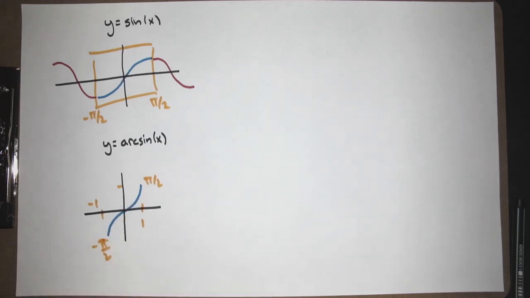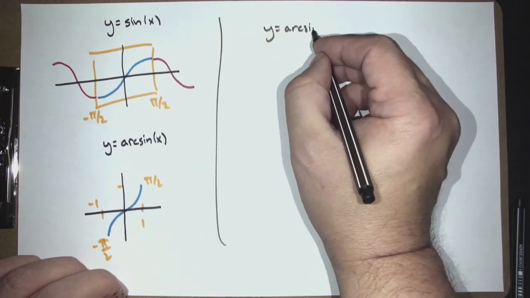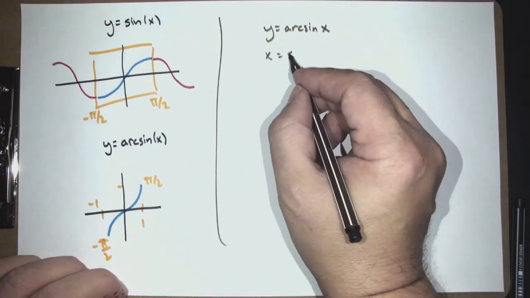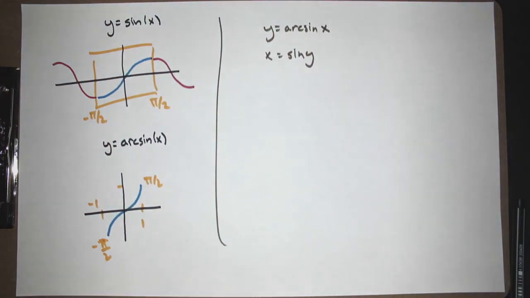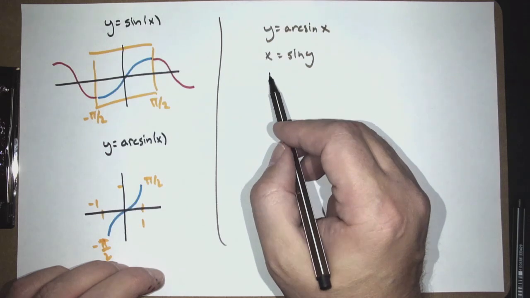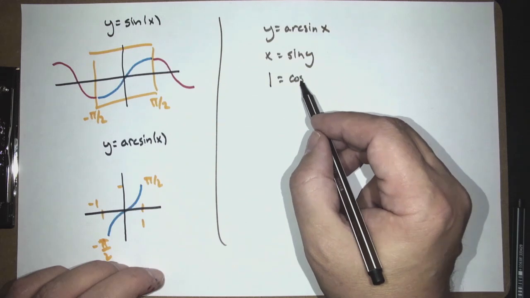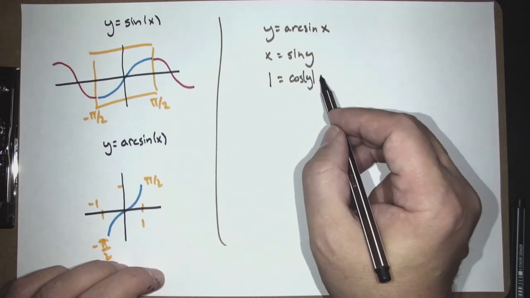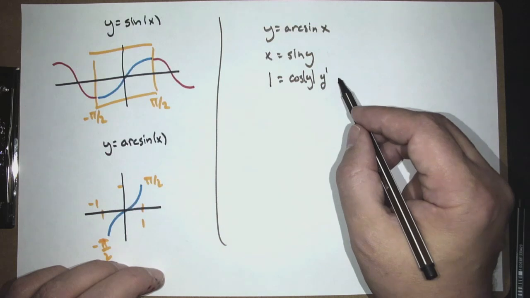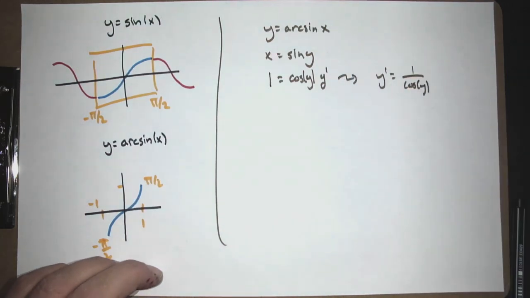All right. Well, same process. We say, if y equals arcsine of x, it must be the case that x equals sine of y. Take the derivative of both sides. Derivative of x is 1. Derivative of sine is cosine, times y prime. So y prime is 1 over cosine. But that's not quite satisfying enough.